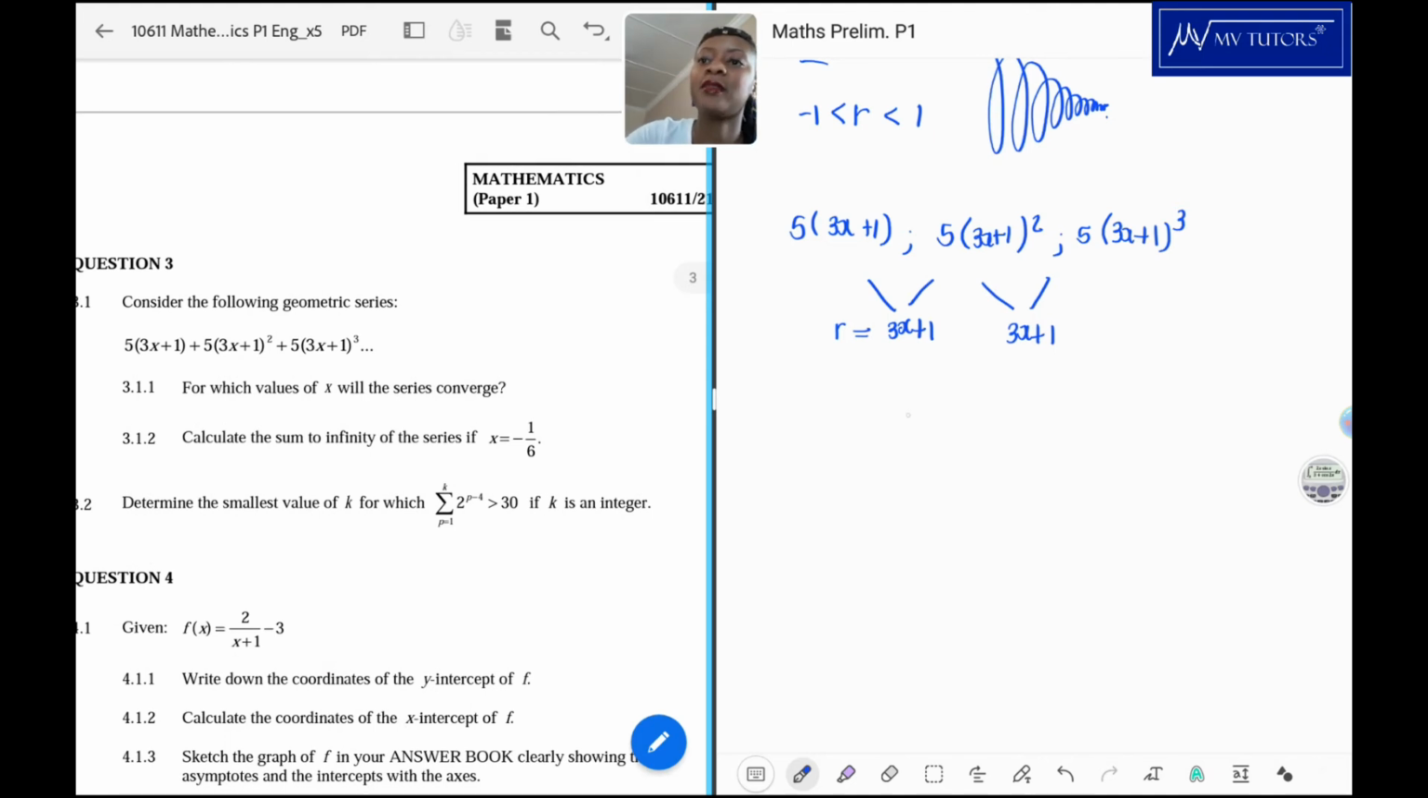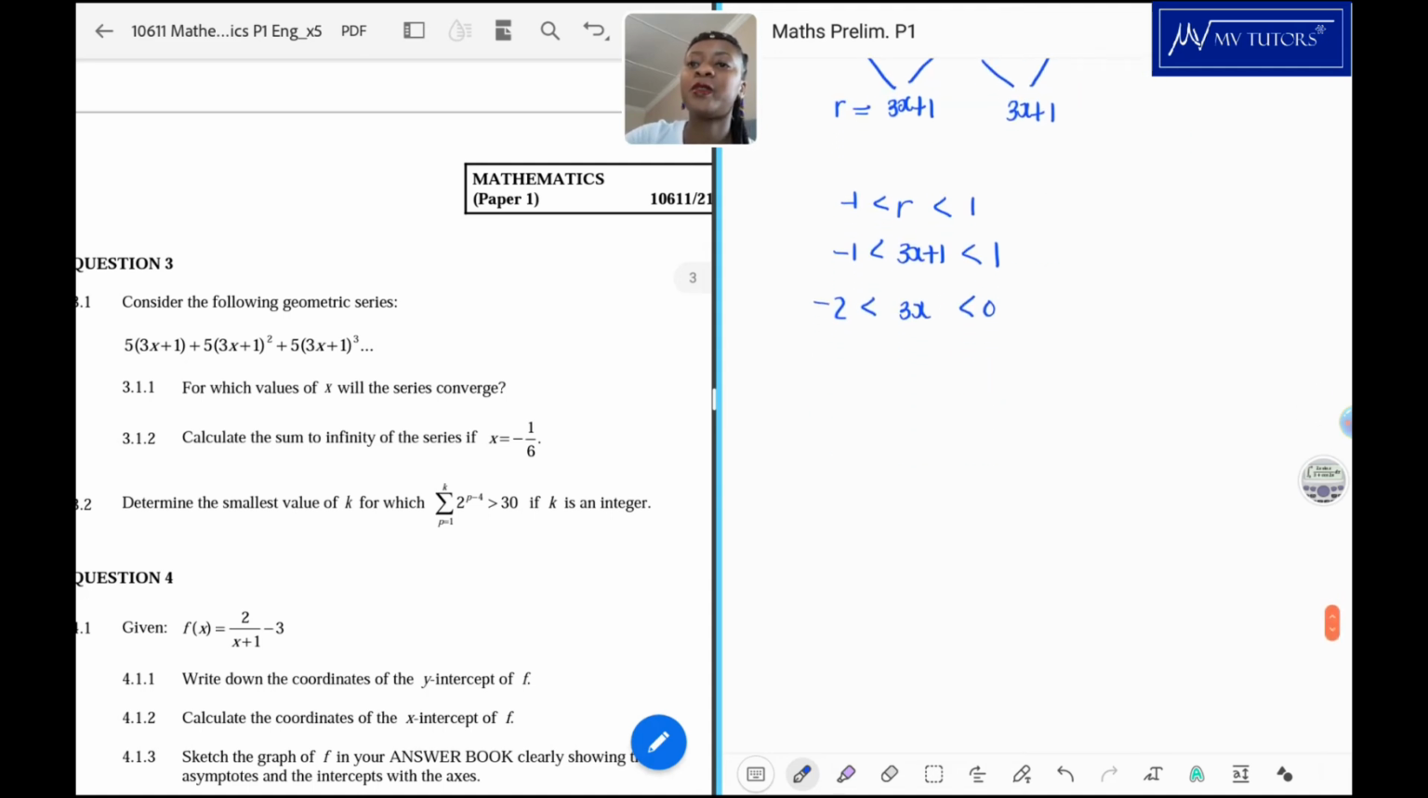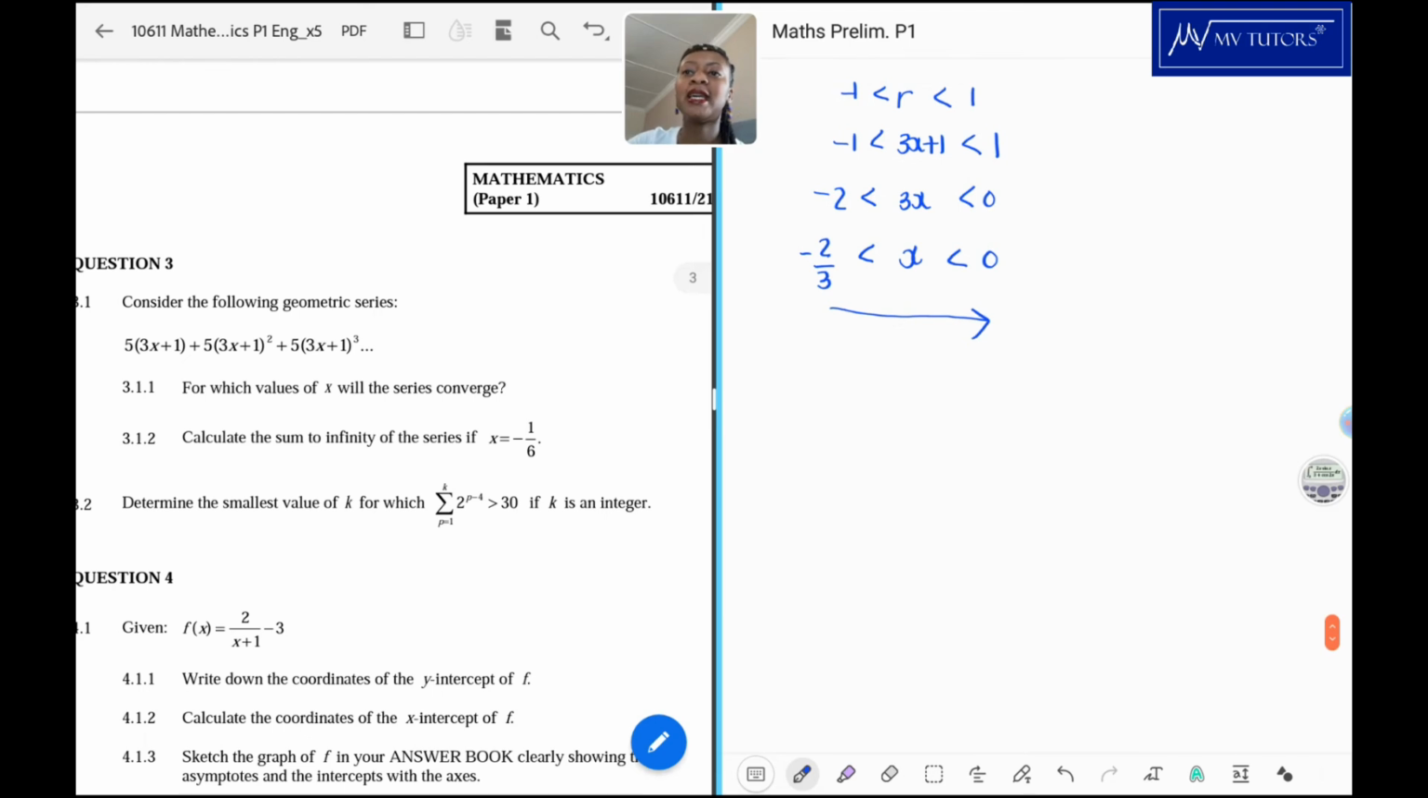But anyway, we are now solving for x. We know that r has to be in between -1 and 1, and we have seen that r is 3x plus 1. If I take 1 to both sides, it's going to be -1, so here I'm left with 0, and -1 minus 1 is -2. Then if we just divide everything by 3, so that we have x, we have -2 over 3, and we have 0, and that is our answer. x is in between -2 over 3 and 0.